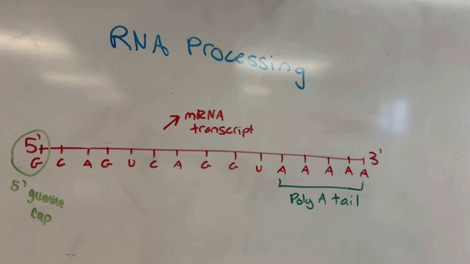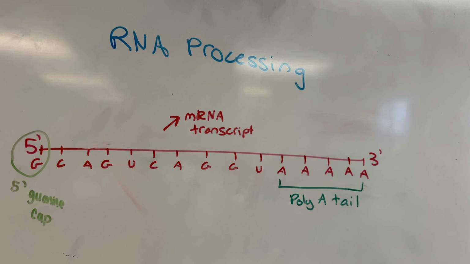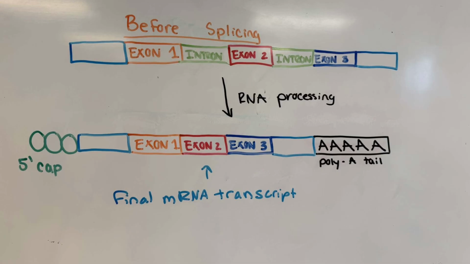Before we can move on to translation, we must first do RNA processing. In this process, a 5' guanine cap is added to the 5' end of the mRNA, which helps the ribosome find the transcript and protects the 5' end when it moves out of the nucleus. On the 3' end, a poly-A tail is added, which helps stabilize the transcript and protects the other end.